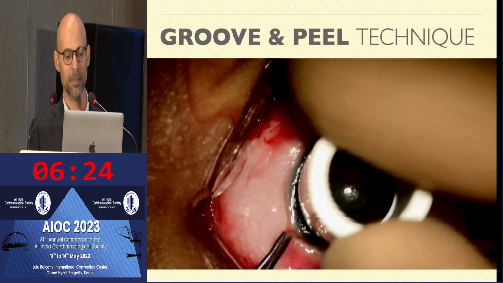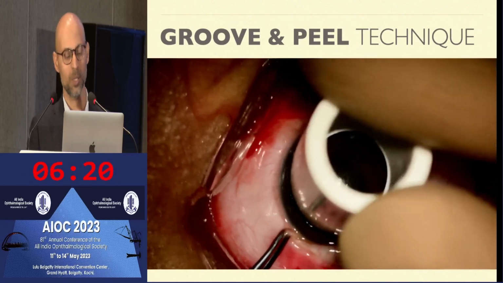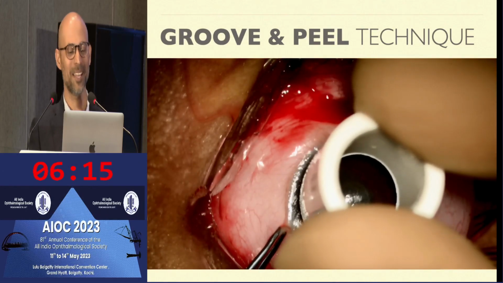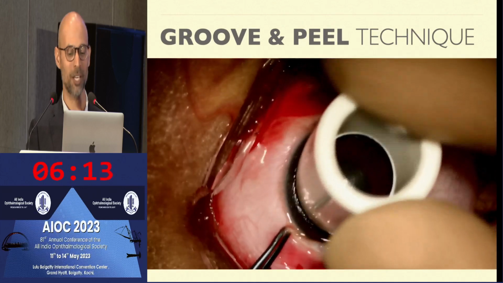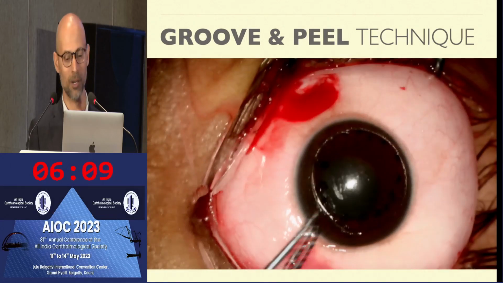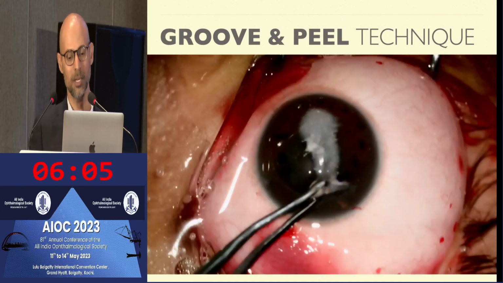So we have described this technique called the groove and peel technique, in which we basically get a partial thickness trephination using whatever trephine you're comfortable with. You could use a vacuum trephine or a manual trephine. You have to make sure that you encompass the disease in your trephine.